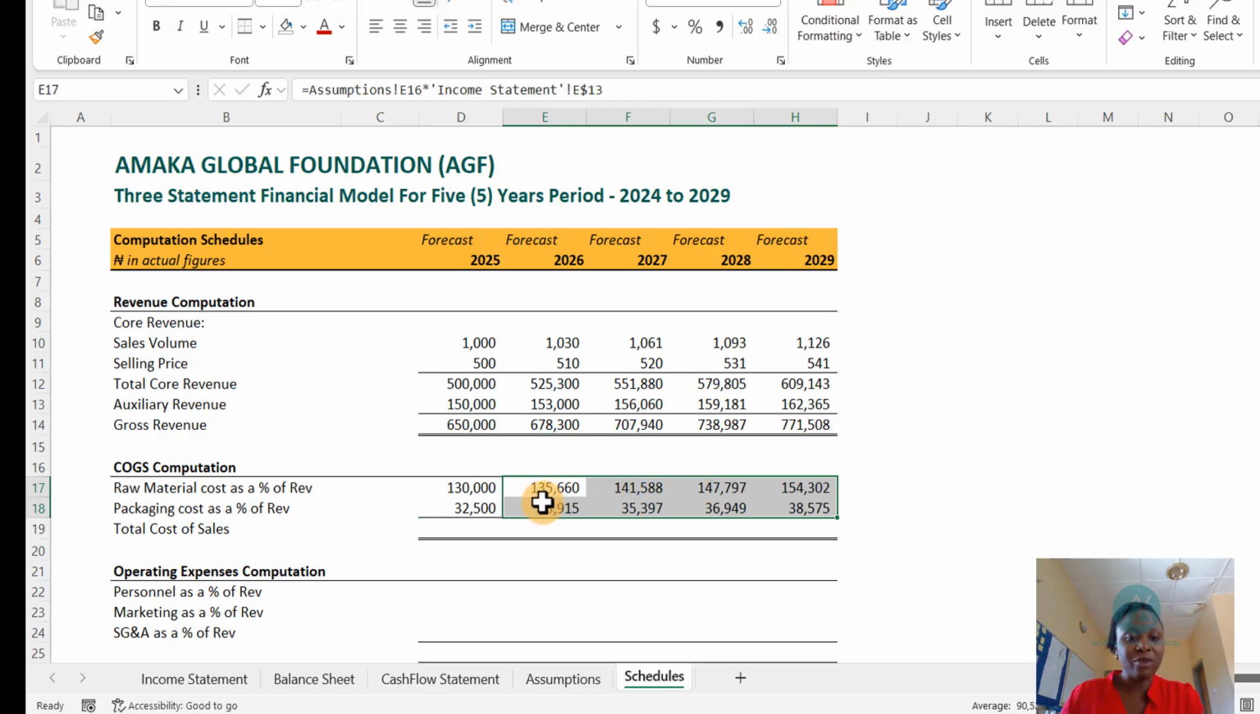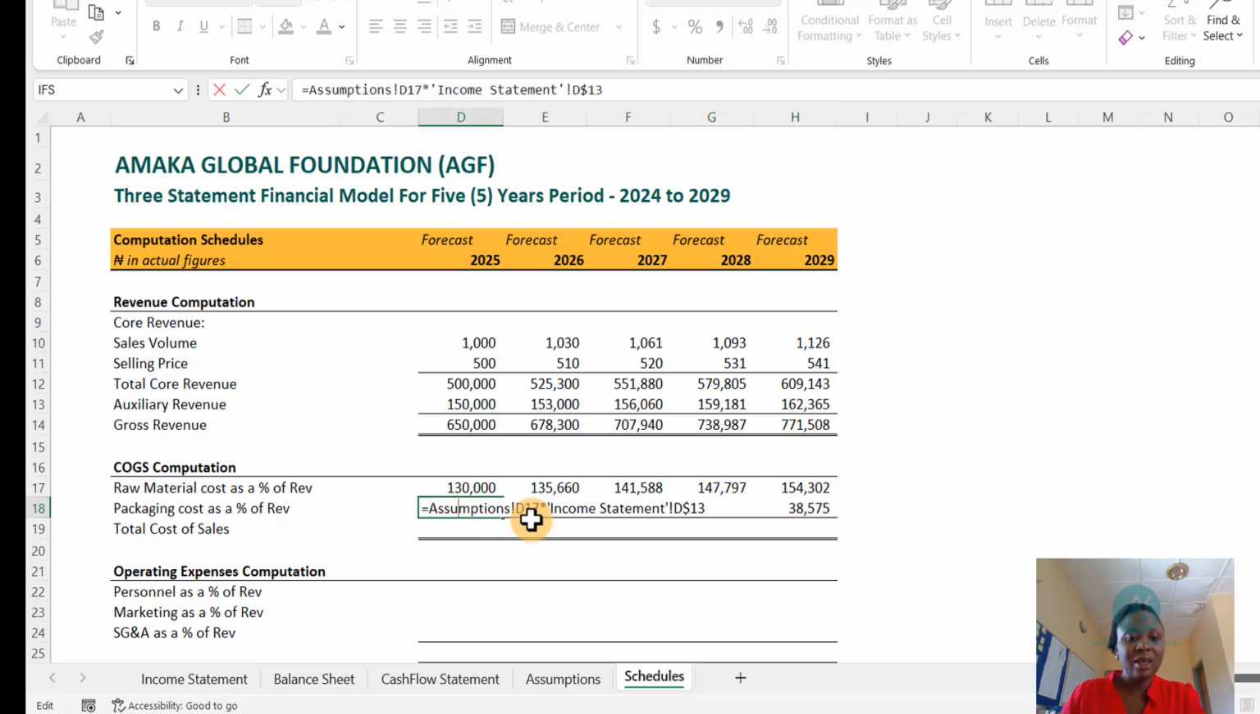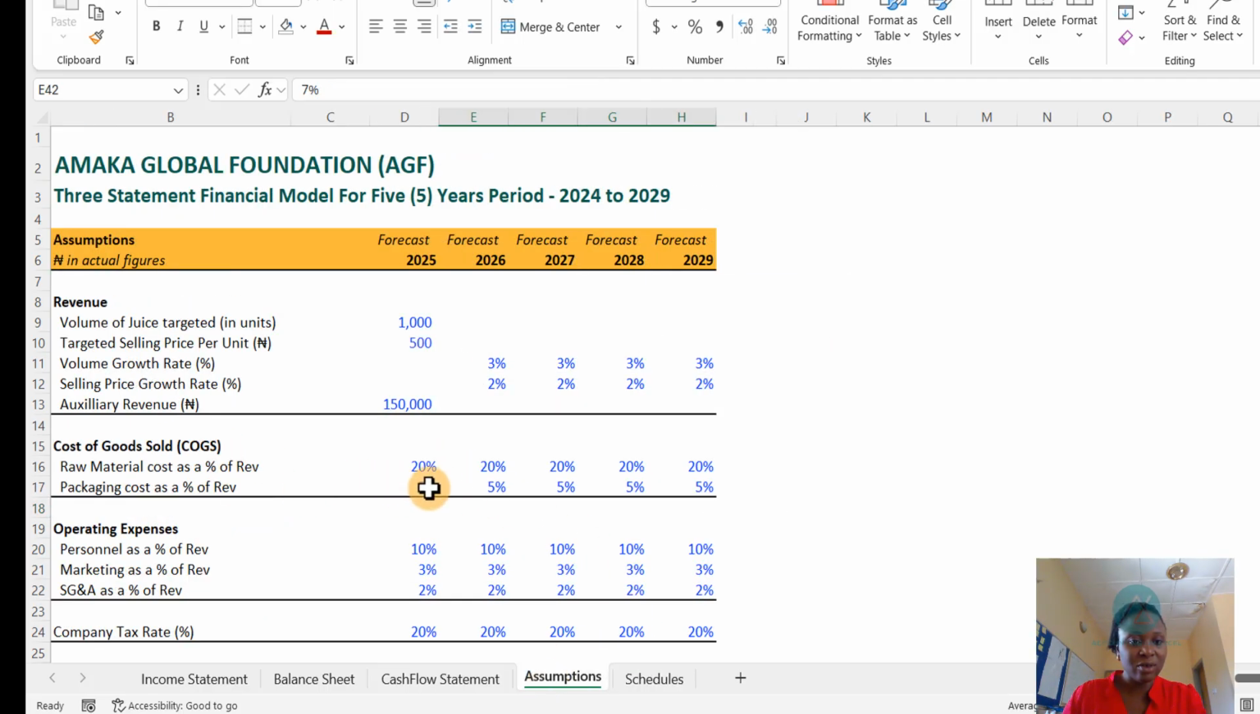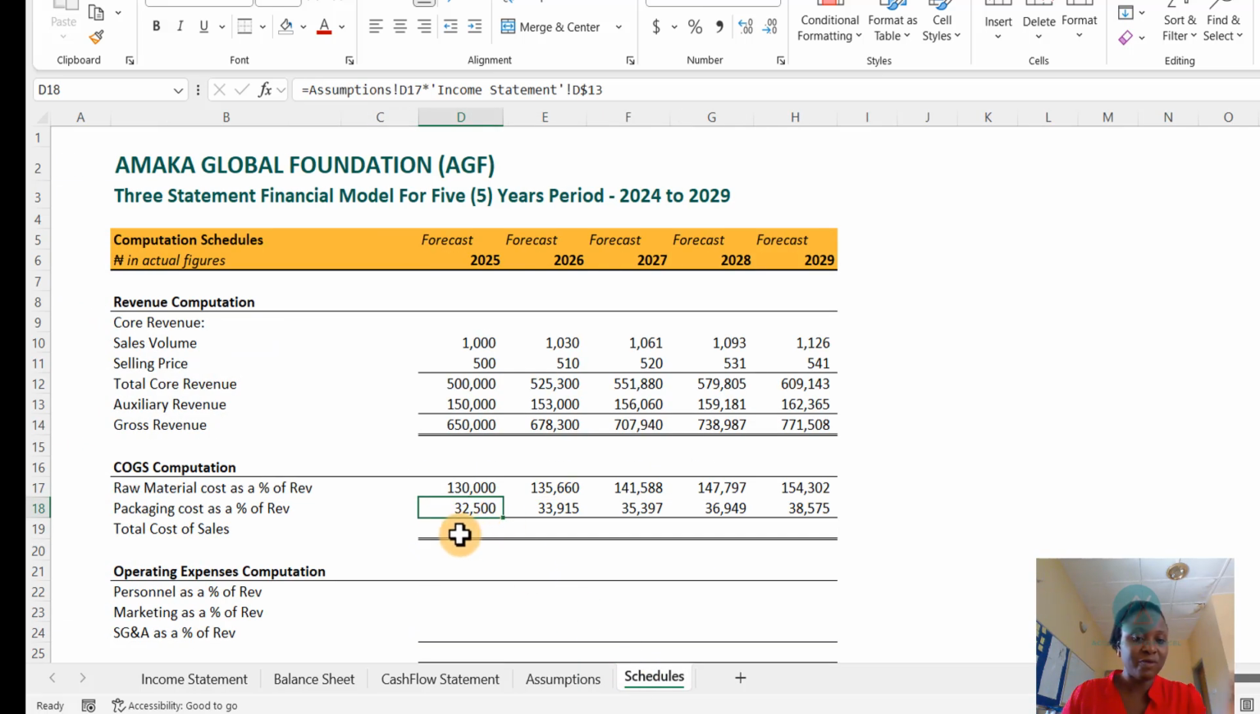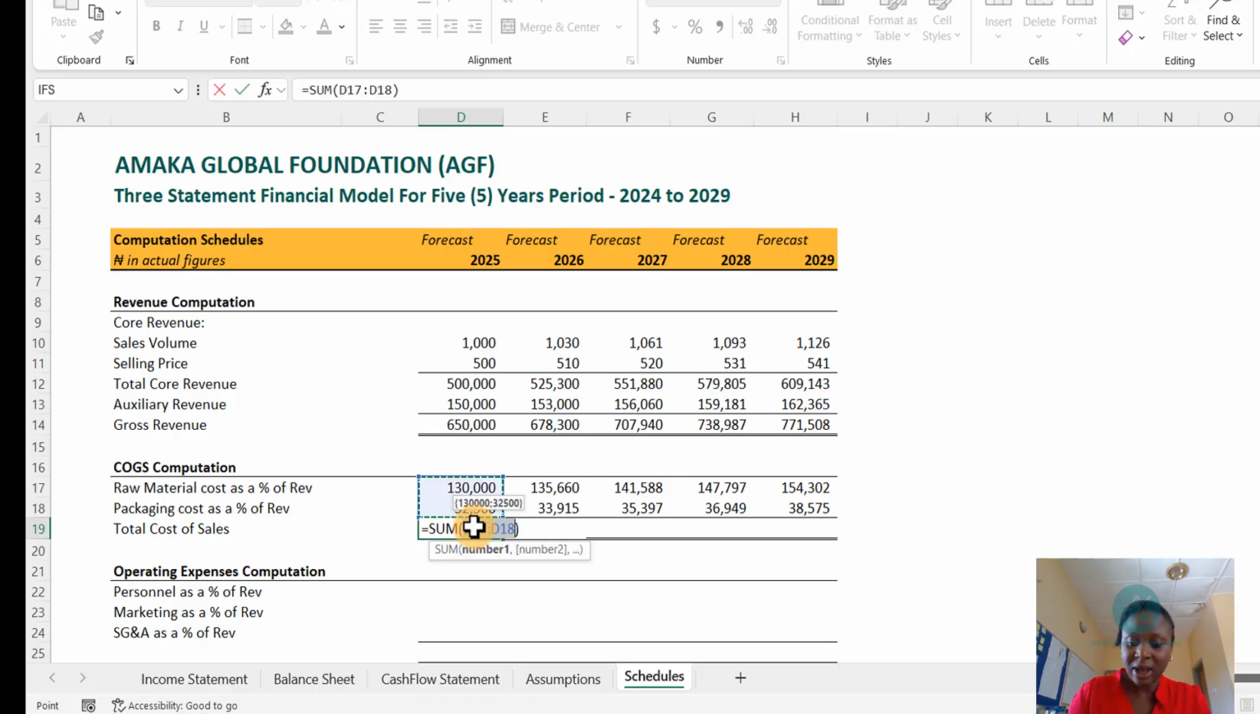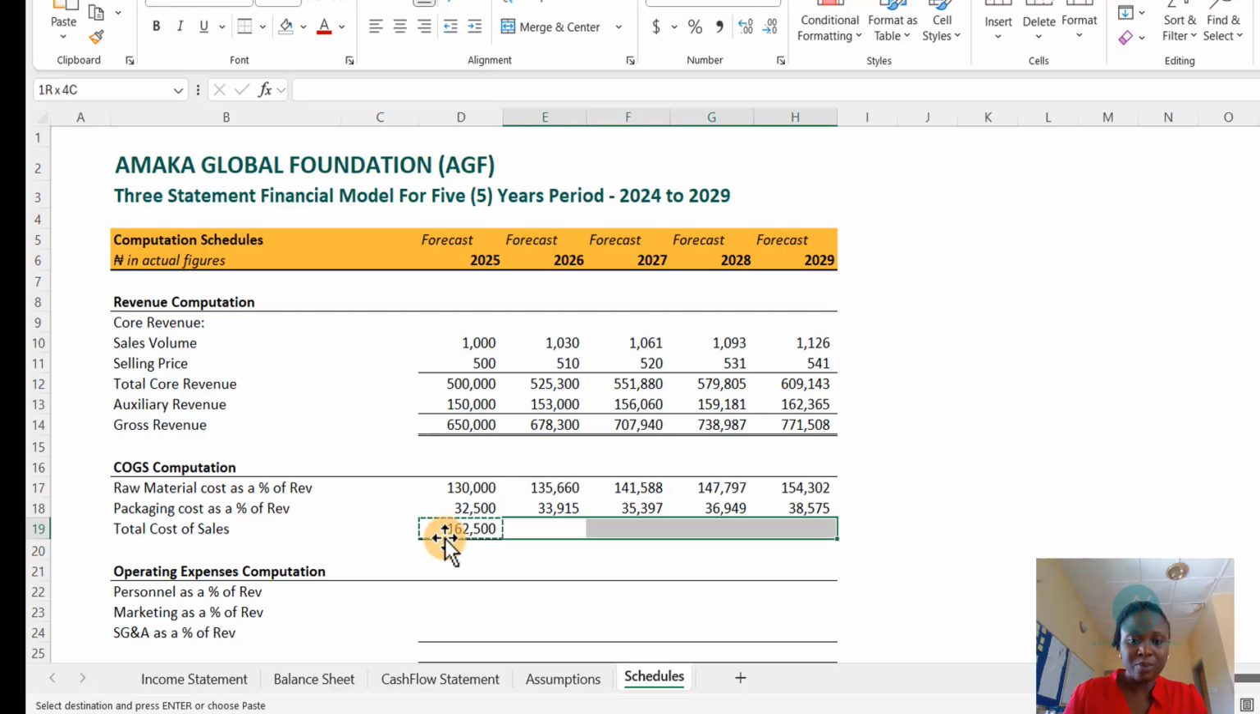So definitely, if you notice, this picks assumption D17, and the same thing. Your assumption D17 is just below it. That's why we structured it very well that way, so that it can be easy. So you just sum the total, and here you go. Copy and paste. Good. So we are done with cost of sales.